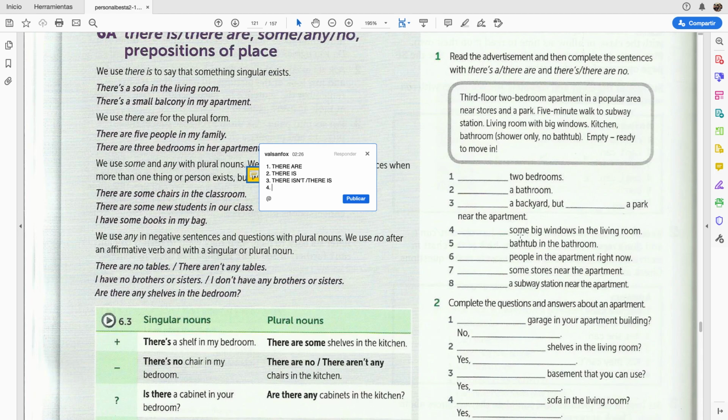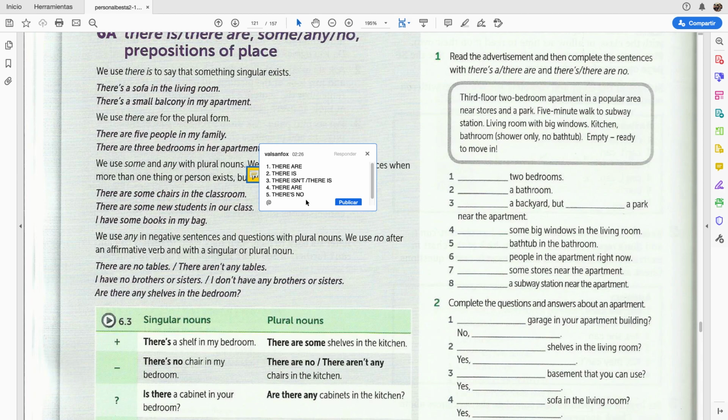Some big windows, plural. So if it is plural, we say there are. There are some big windows in the living room. Number 5, a bathtub in the bathroom. Shower only, no bathtub. So if there is no, we say there. Is it singular or plural? Bathtub. There's, here we can say there's no bathtub in the bathroom. Okay, why not there isn't?